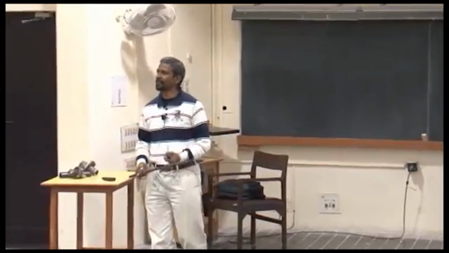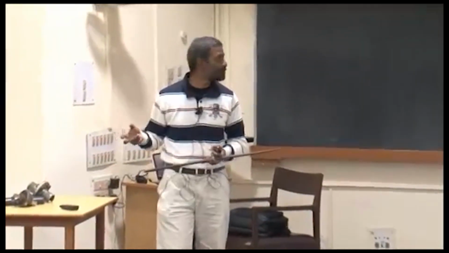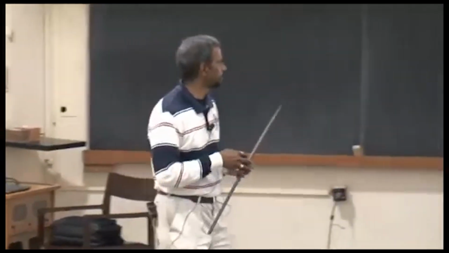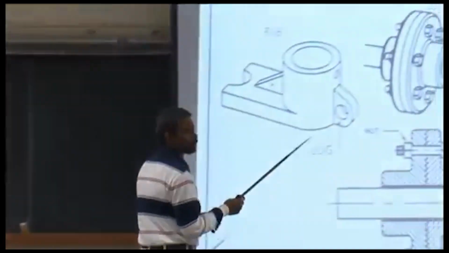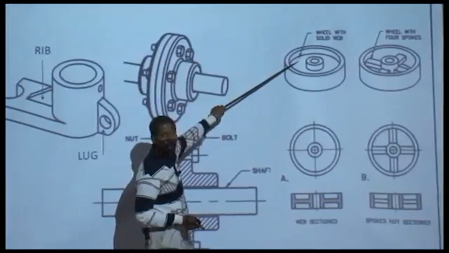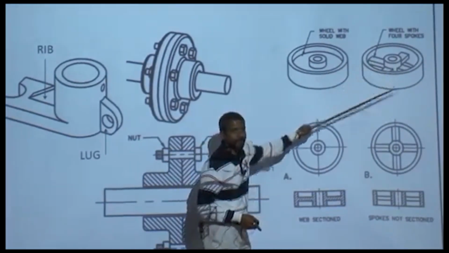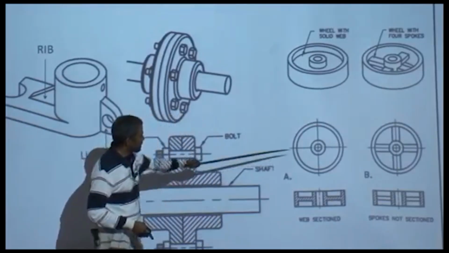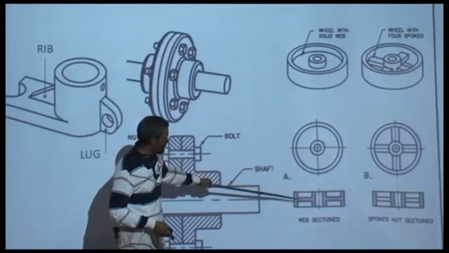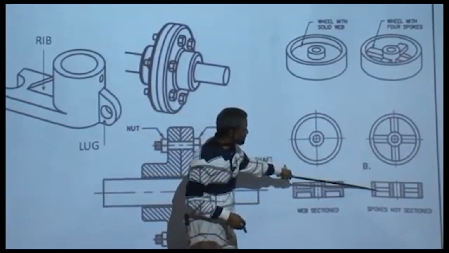Well, by convention, elements which happen to be of supportive nature, elements which happen to be of fastening nature, they are not sectioned. By convention. So two kinds of pulleys are shown over here. One is a pulley with solid web, and one a pulley with spokes. The one with solid web is sectioned, the web is sectioned, and in this case these spokes are not sectioned.